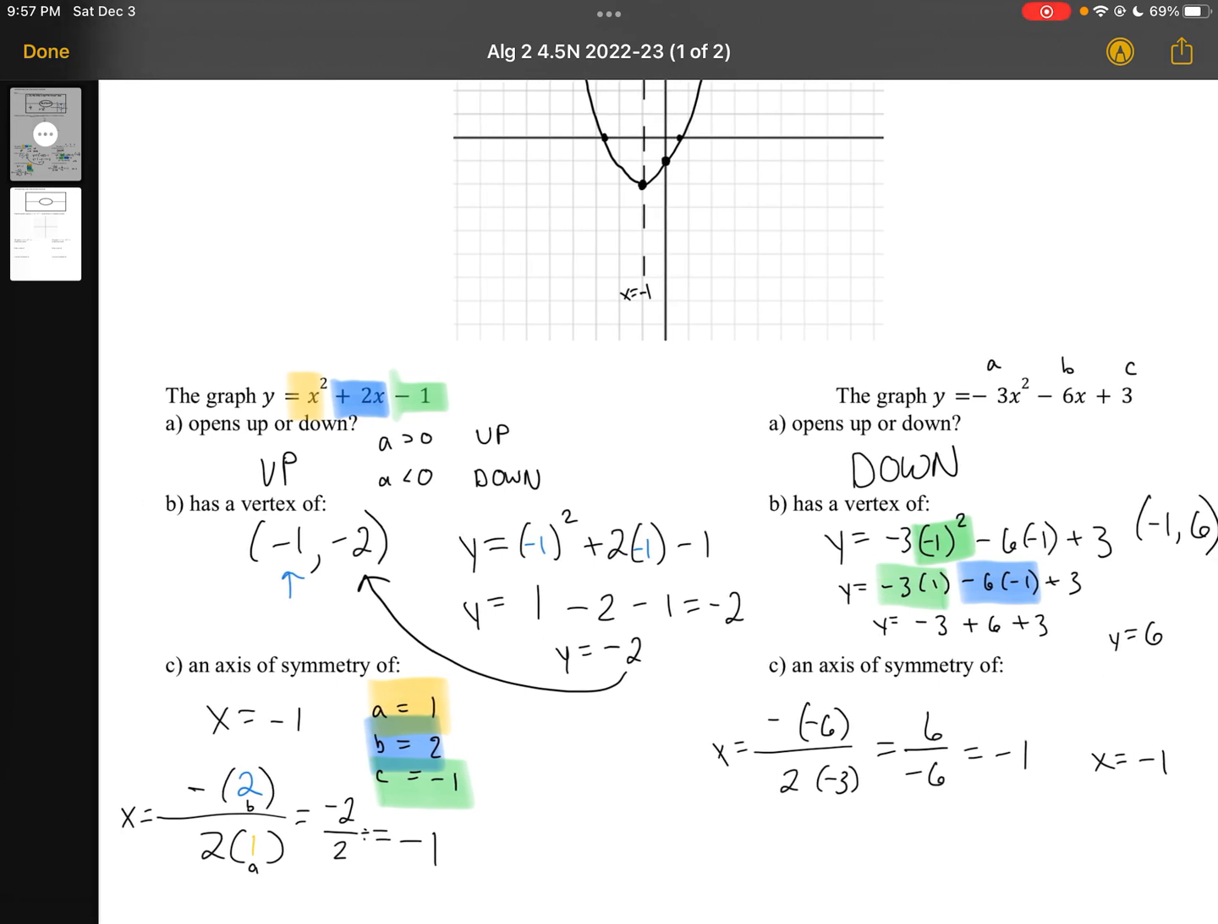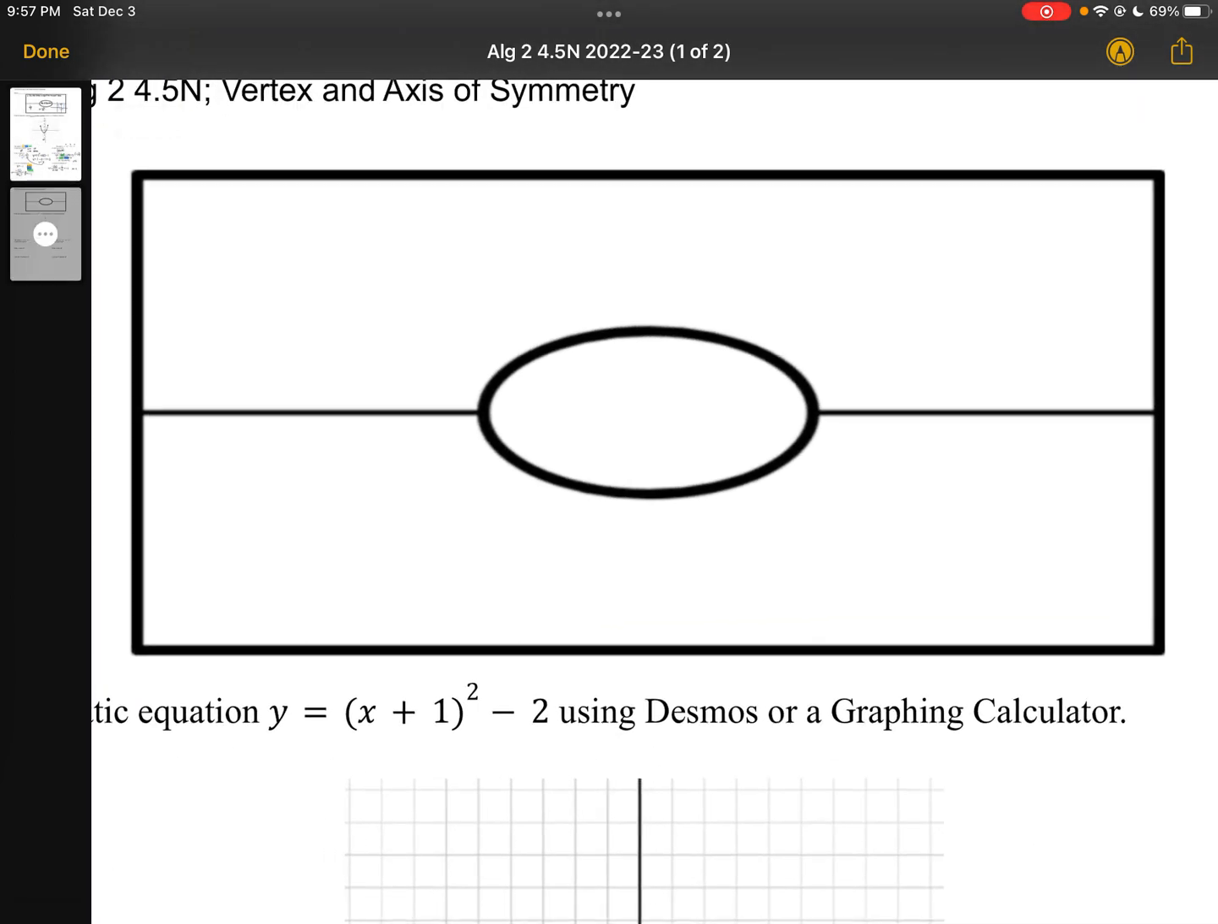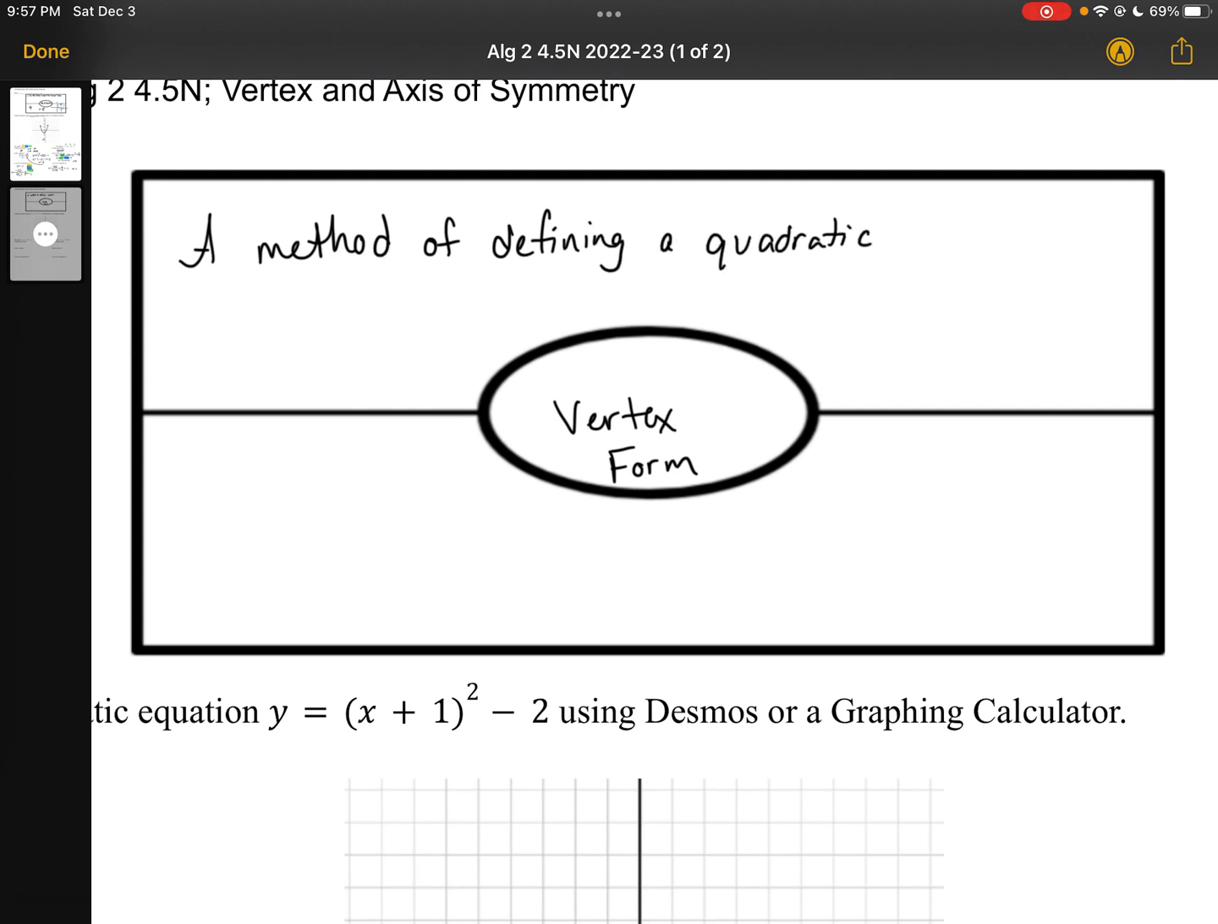The second way that we can take a look at this is, instead of standard form, what we were working on last week with completing the square, is vertex form. So this is a method of defining a quadratic function using the vertex.